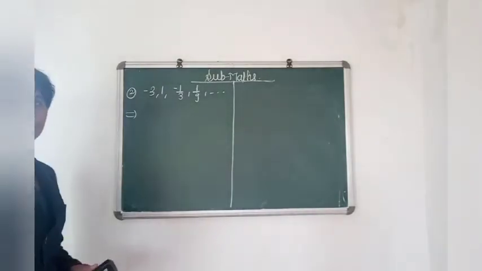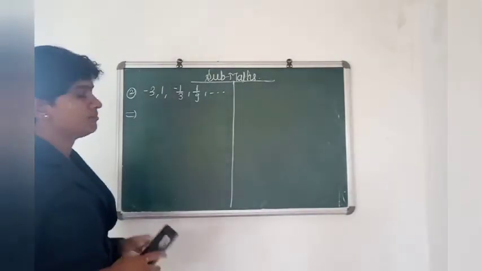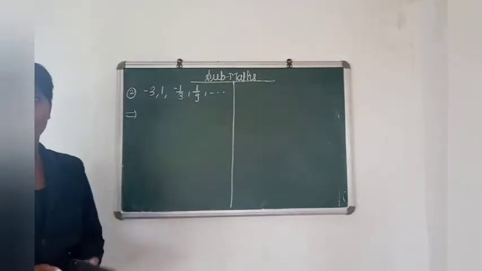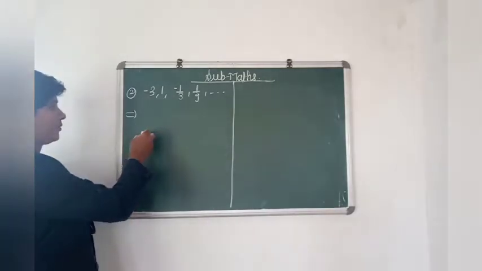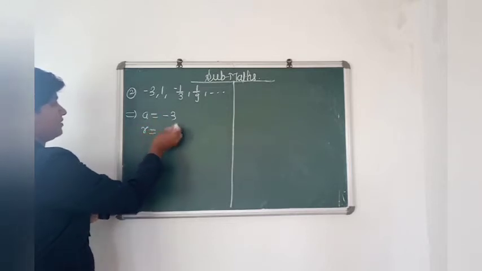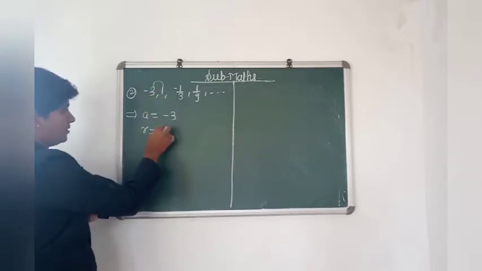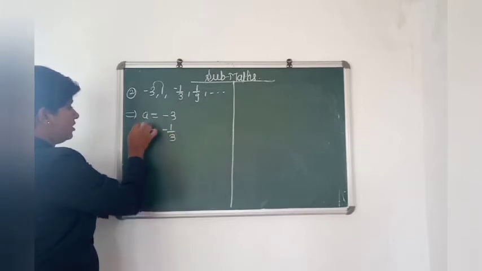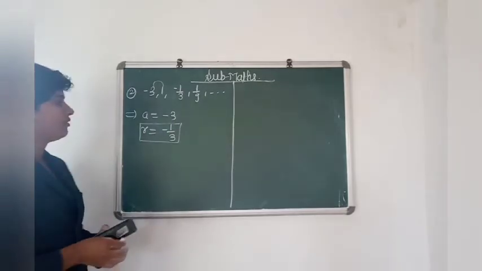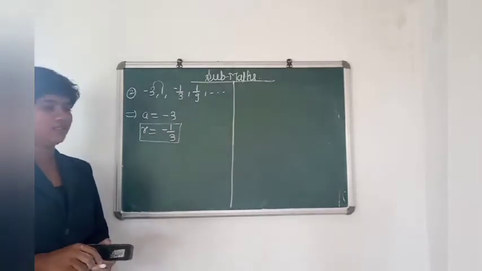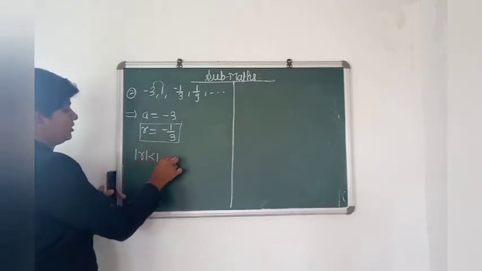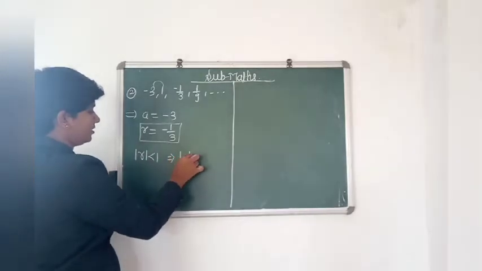The second example is minus 3, 1, minus 1 by 3, 1 by 9. Same as here, we need to find the sum of this given geometric progression. Here the first term of the sequence is a, minus 3. To find the common ratio, r is equal to second term divided by first term. That means we get minus 1 upon 3. The sum of infinite terms of a geometric progression exists only when mod r is less than 1. So observe here, the value of r is minus 1 by 3.